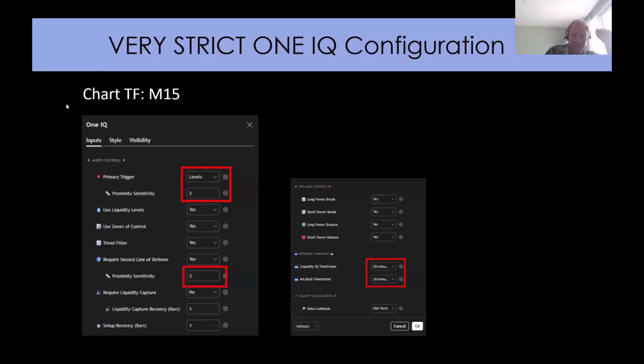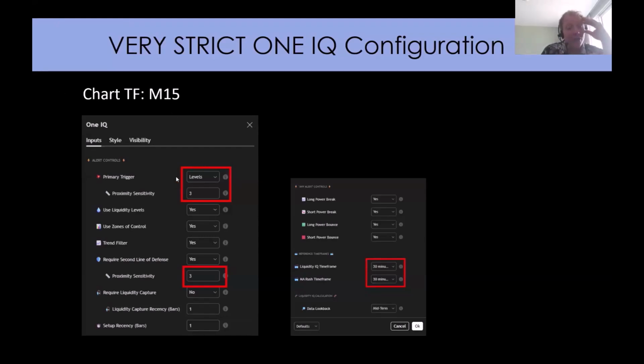First off, I apply the indicator to the 15-minute time frame when it comes to day trading. This is my preferred time frame. Some of you may say, okay, this is not really day trading, it's quite slow, but that fits my personality. Okay, so 15-minute chart time frame. Chart TF is 15 minutes.